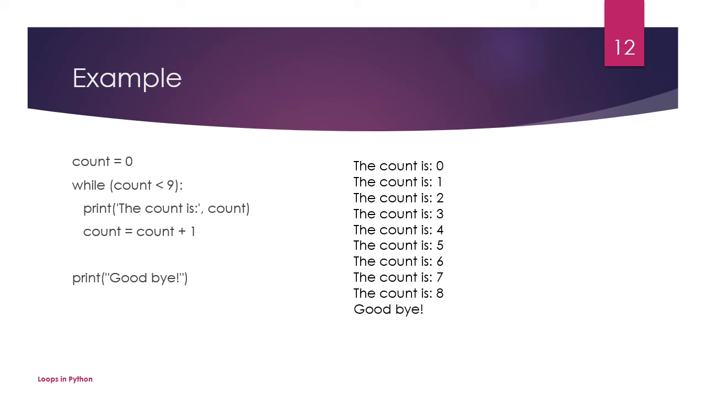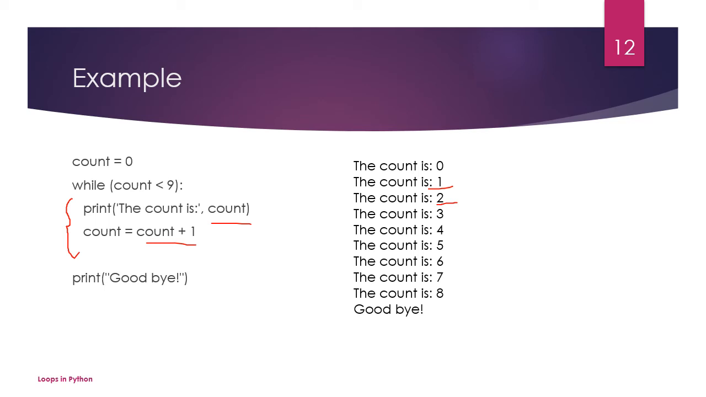So, we can see count is 0, and count is less than 9. So, 0 will be printed. Again, count is incremented by 1. So, count is equal to 0 plus 1. 1 is less than 9. So, again the loop will be executed. Since the loop is executed, we will again print the value of count, which is 1 now. Now, count is incremented to 2. 2 less than 9, the condition is true. So, again the loop is executed. In the loop, the value of count 2 is displayed. Count is now incremented to 3.